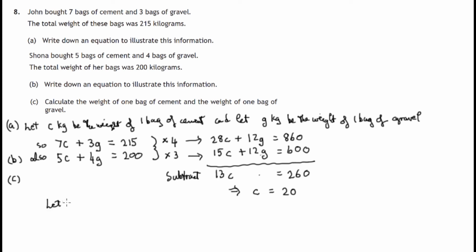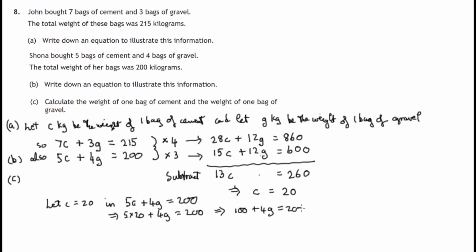Now that we've got that, let C equal 20 in, and we choose one of these equations. Let's choose the second equation here. We'll put C equals 20 in the equation 5C plus 4G equals 200. So instead of 5 times C, we have 5 times 20. So that's 5 times 20 plus 4G is equal to 200. So what does that mean? 5 20s is 100 plus 4G equals 200. Take away 100 from both sides. That would leave us just 4G on the left-hand side and 100 on the right-hand side. And now, let's divide both sides by 4. So G equals 4 into 100 is 25.